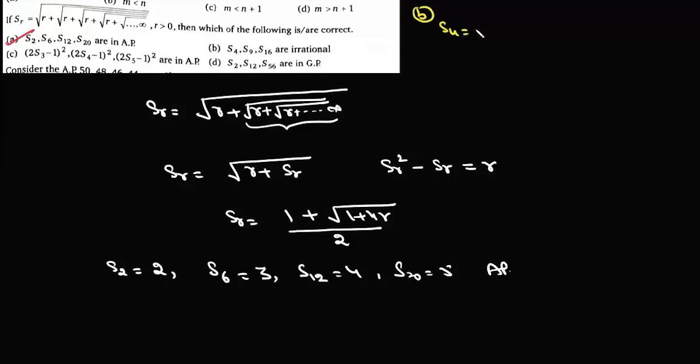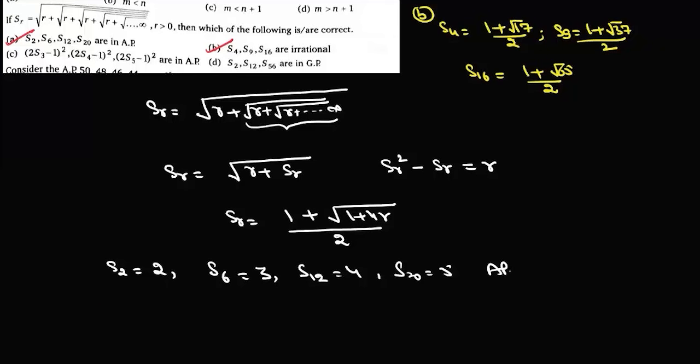Now S4 will be (1 plus root 17) by 2. S9 will be (1 plus root 37) by 2. And S16 is (1 plus root 65) whole divided by 2, and all three of them are irrational. That means option B is also correct.